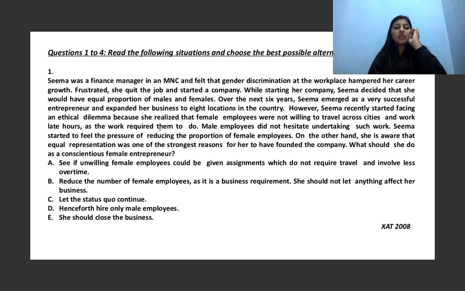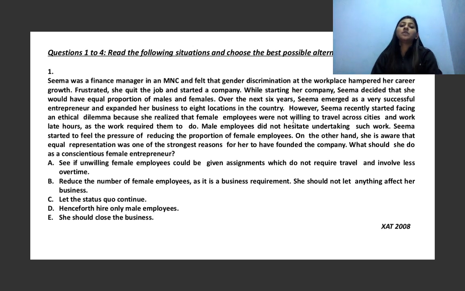Okay, so the answer is option A, correct. Seema was the finance manager and she felt gender discrimination at her workplace. Therefore, she started another company of her own. While starting the company, Seema decided that she would have equal proportion of male and female. Over the next 6 years, Seema emerged as a very successful entrepreneur and expanded her business to 8 locations.